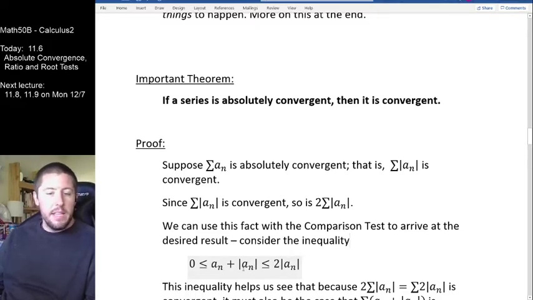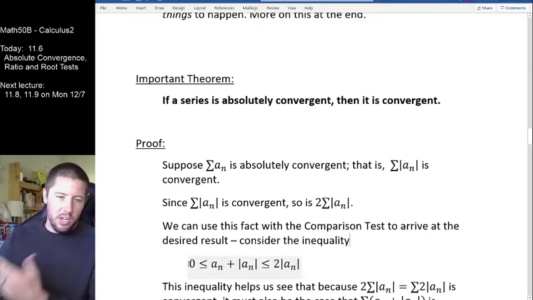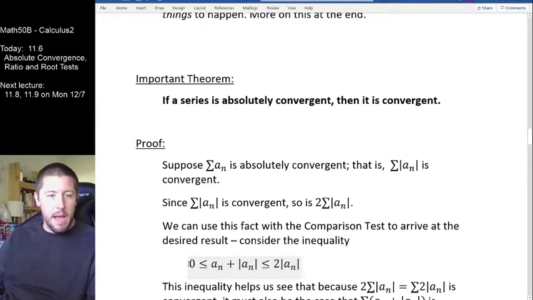On the other hand, if A sub n is positive, then in the middle here we're going to get 2an, and on the right we're going to get 2an, and we're going to get 0 down below, and since A sub n was positive, 2 times A sub n will be larger than 0, and so again the inequality is going to hold.